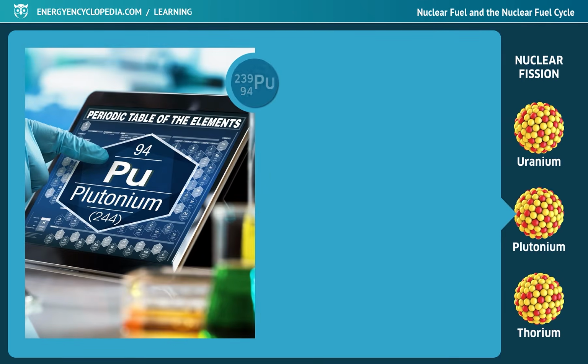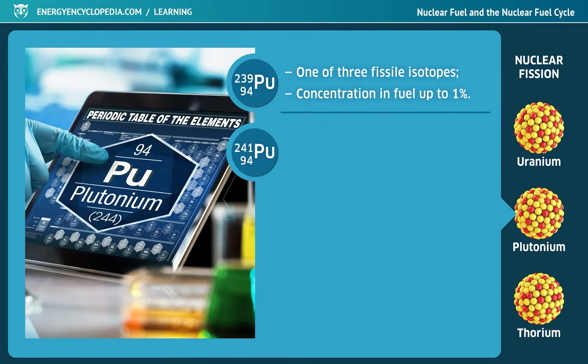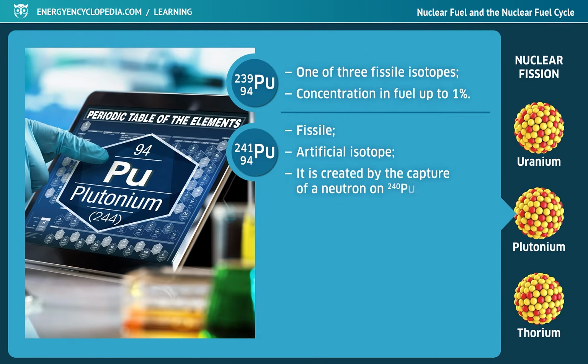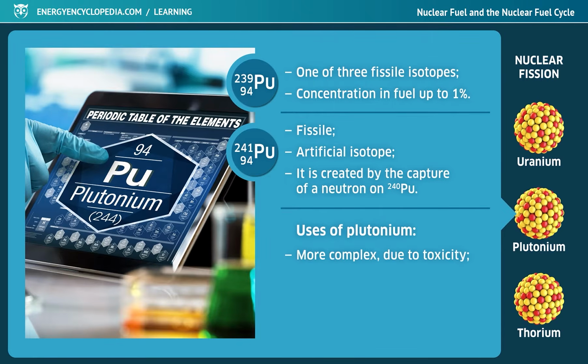In addition to plutonium-239, the plutonium-241 isotope can also be used as nuclear fuel, which is also created artificially by the interaction of a neutron and the atomic nucleus of plutonium-240. The use of plutonium in the role of nuclear fuel is a bit more complicated compared to uranium fuel. The reason is the artificial origin, the high toxicity of plutonium and its compounds, and the lower safety of plutonium-burning reactors.